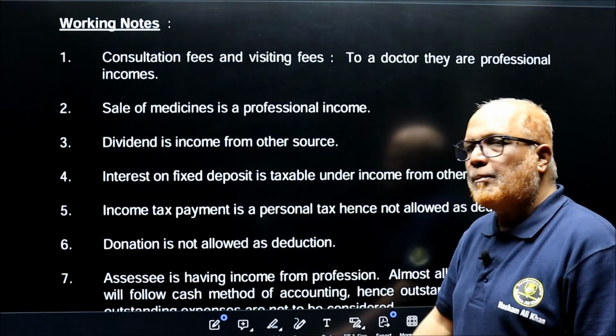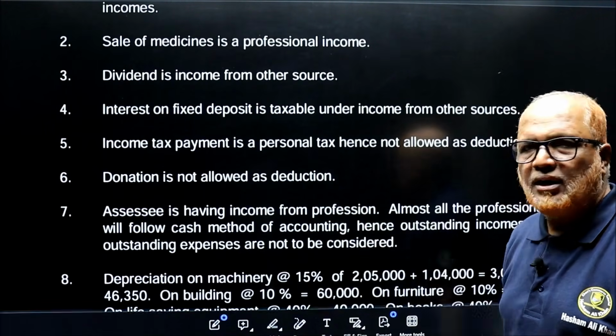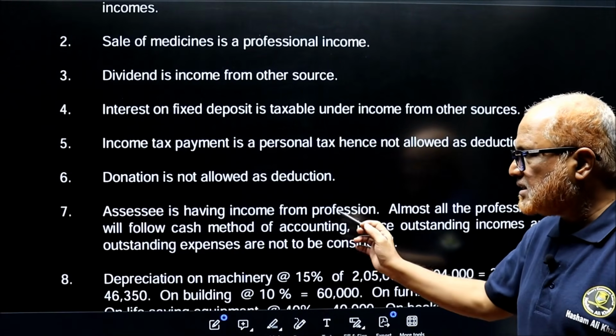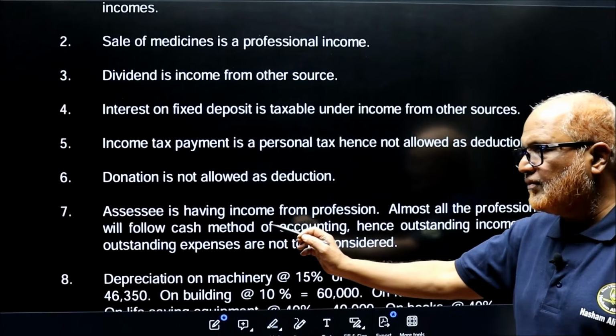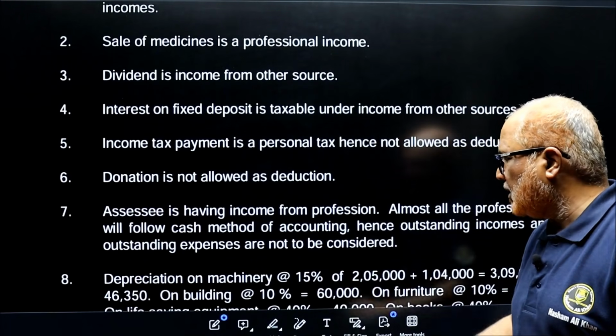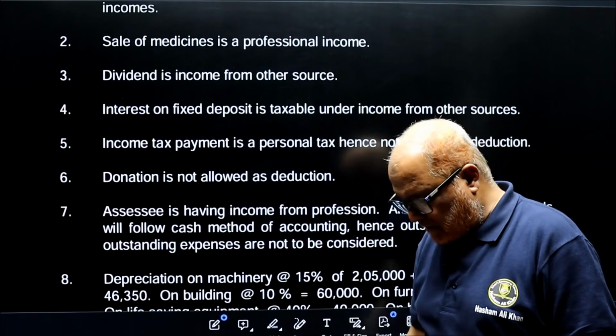Income tax payment is a personal tax, not to be allowed as deduction. Then donation is not allowed as deduction. SSC is having income from profession. Almost all the professionals will follow cash method of accounting. Hence, outstanding incomes and outstanding expenses are not to be considered.